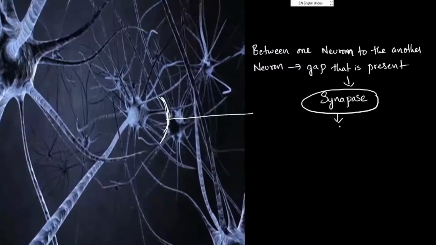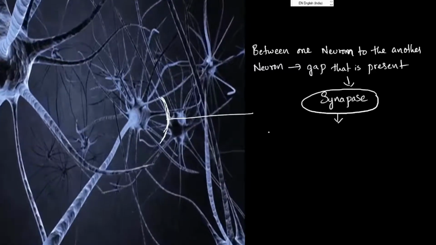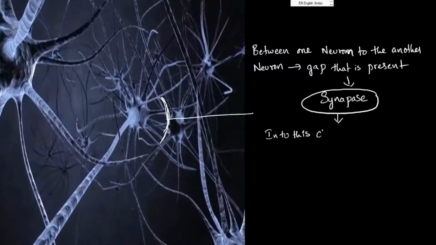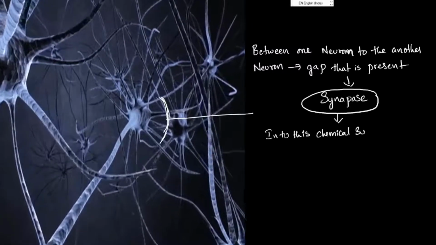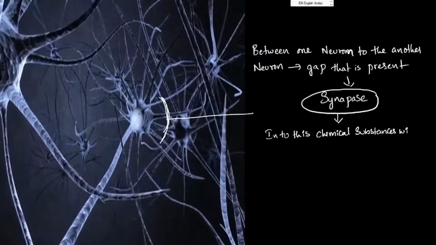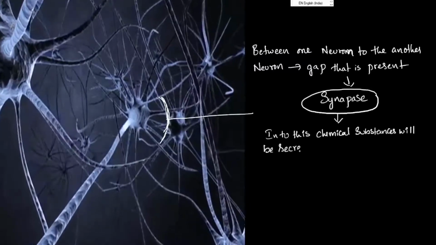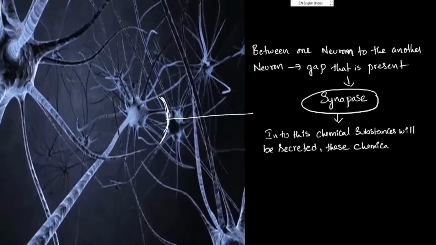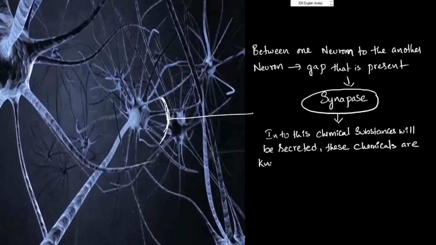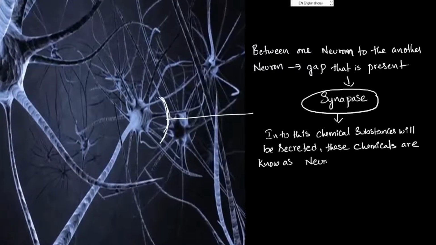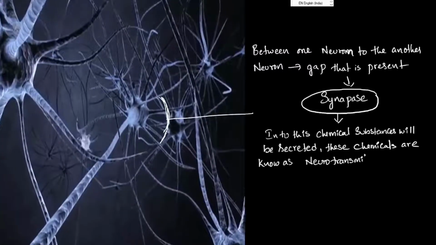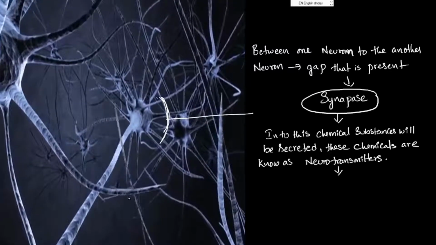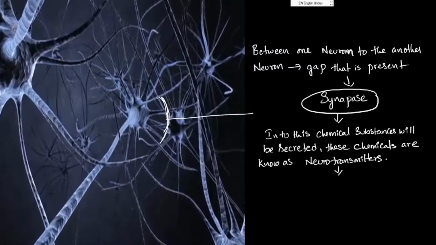Okay, now into this synapse, chemical substances will be secreted. These chemicals are known as neurotransmitters. We call them neurotransmitters. What exactly do neurotransmitters include? What are the different types of neurotransmitters?